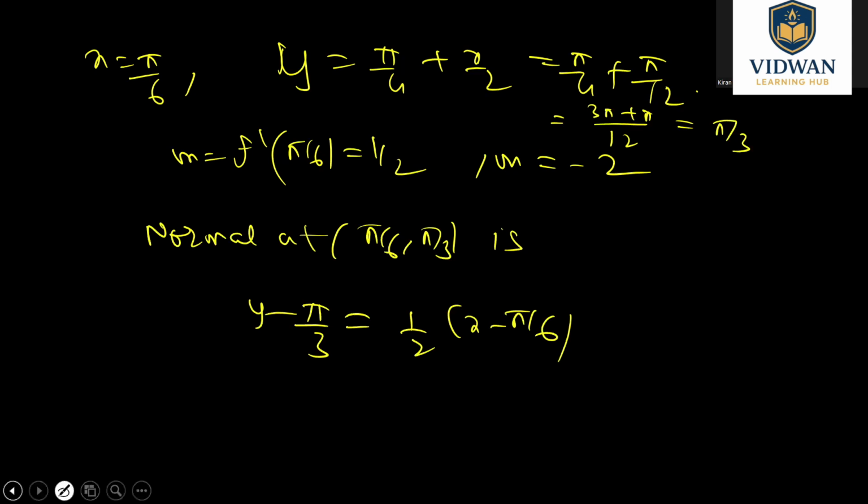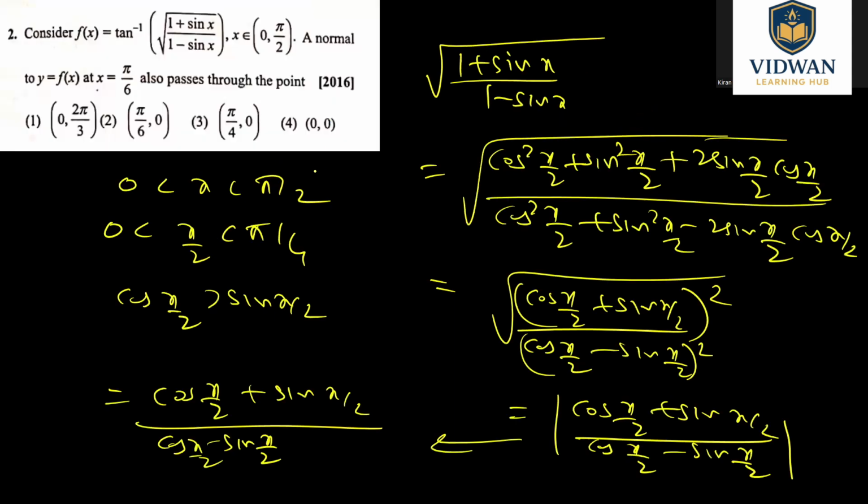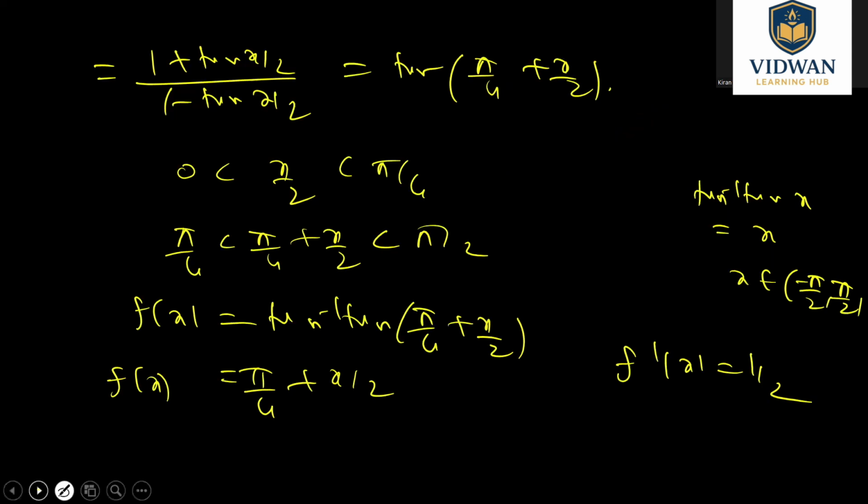They didn't ask for the normal equation. They said the normal always also passes through some point. So you have to find which point will satisfy that. Yeah, you were saying something?